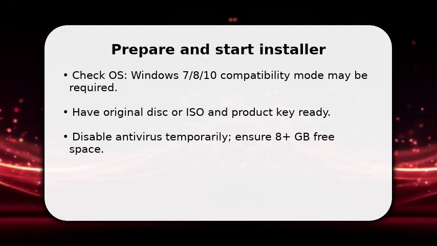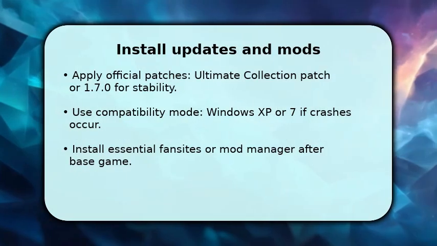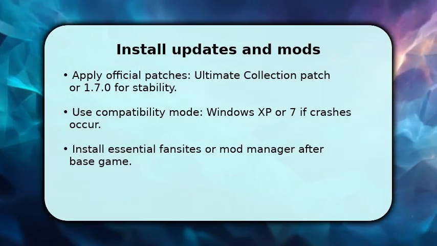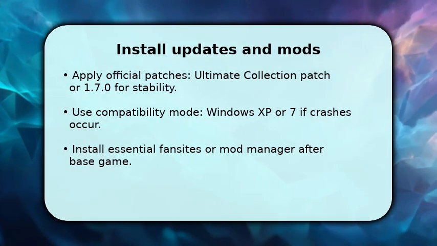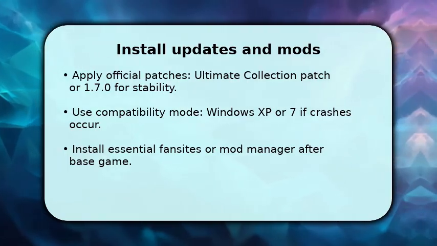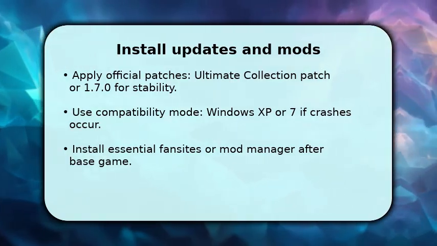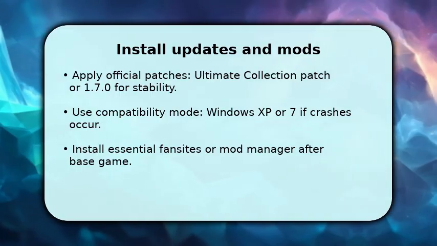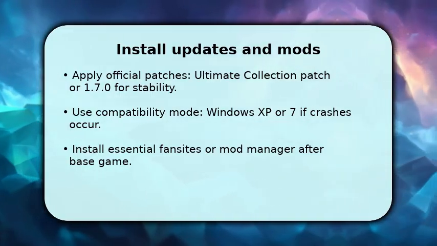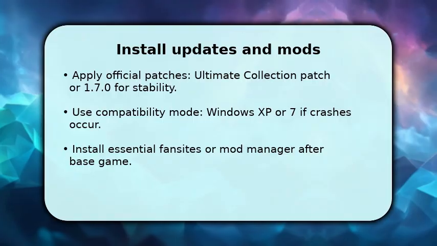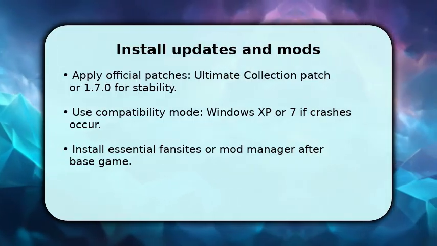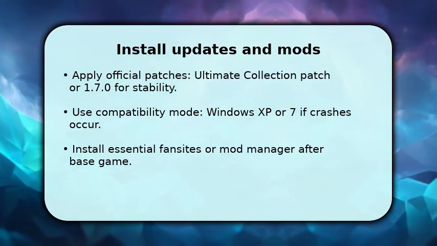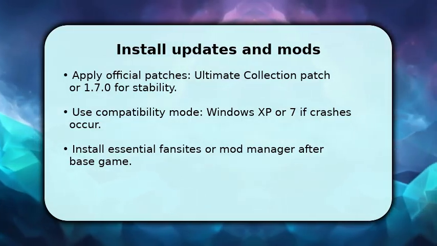After the base installer finishes, you immediately apply the official patches to stabilize gameplay. This fixes many crashes and compatibility issues. Next, install the Ultimate Collection patch or the 1.7.0 update depending on your edition, and then switch the exe to compatibility mode if needed. Once the game runs, add a trusted mod manager and your chosen custom content. Do this step by step so you can identify problems.